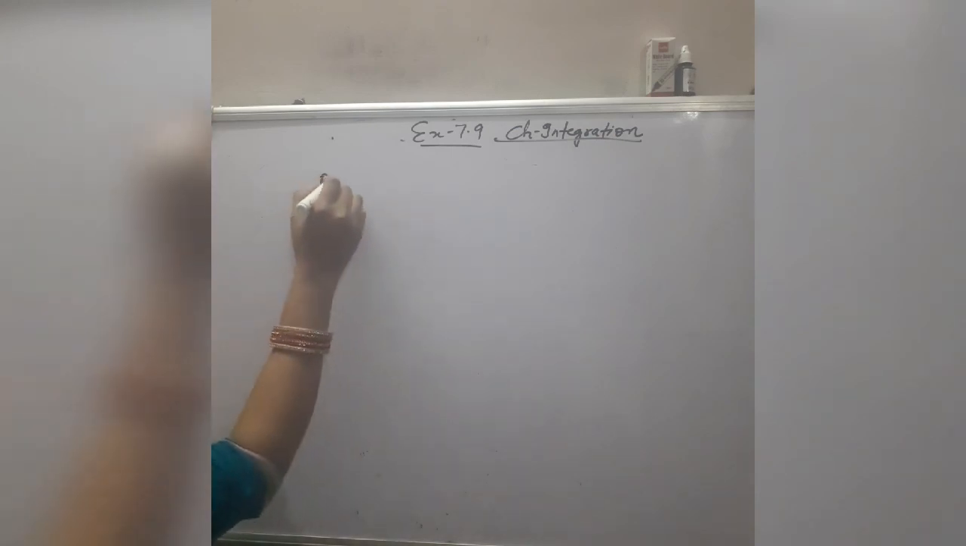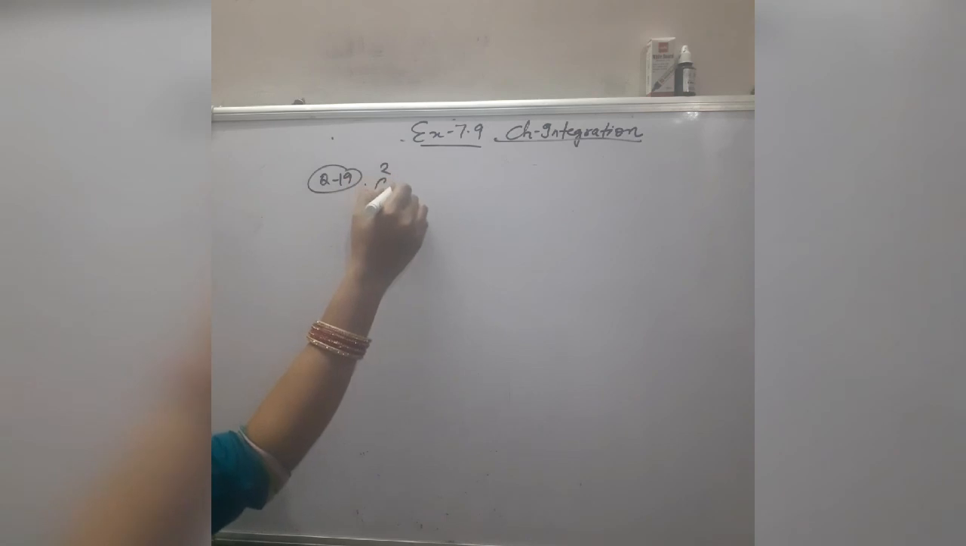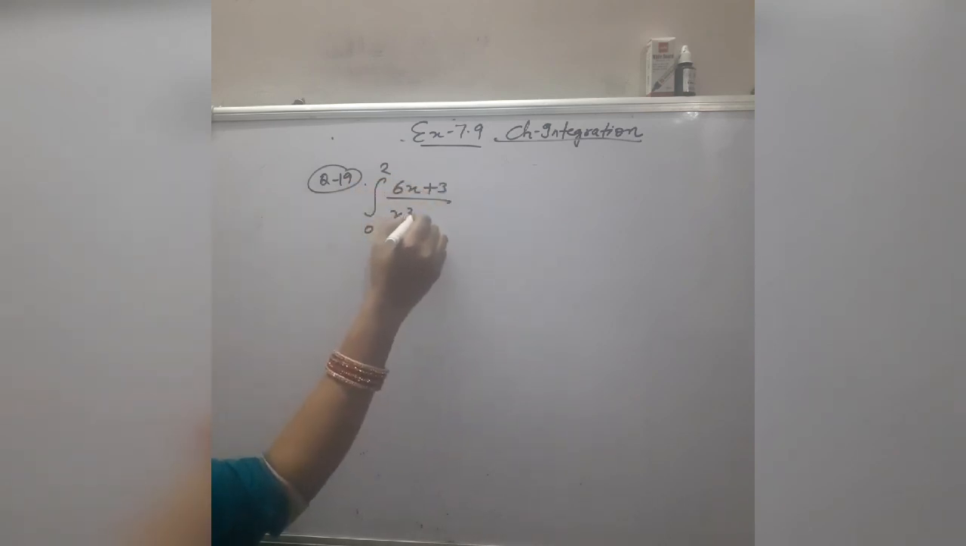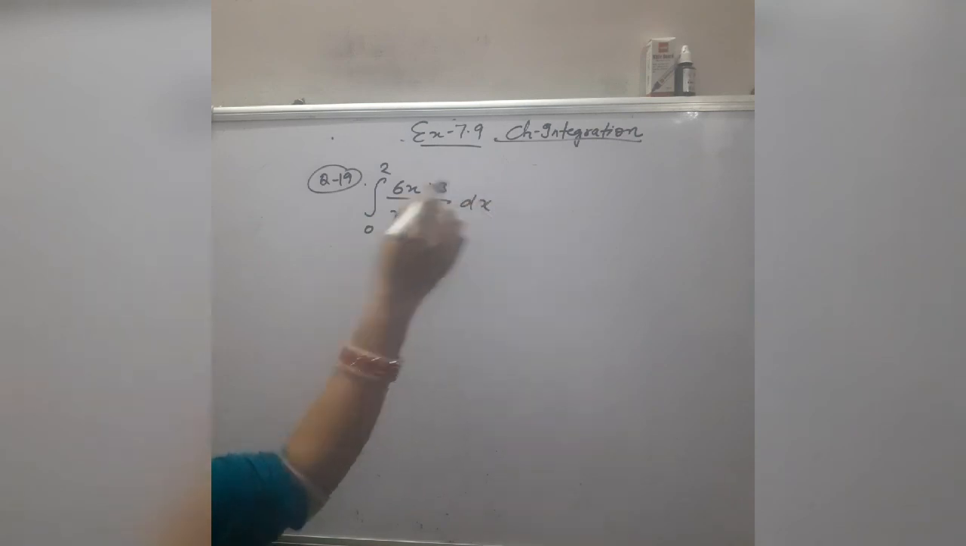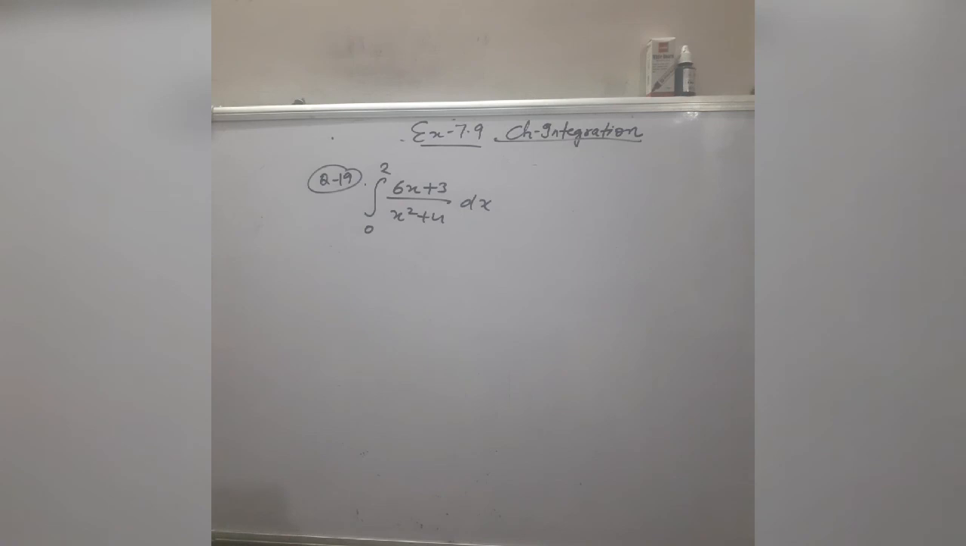Now see question number 19. In question number 19, the integration limits are from 0 to 2. The function is 6x plus 3 divided by x square plus 4. In this case, the degree of the numerator is less than the denominator, so no need to divide. In the numerator, a linear expression is given to you. In the denominator, a quadratic expression is given to you. And all of you know very well how you will find the integration of this.